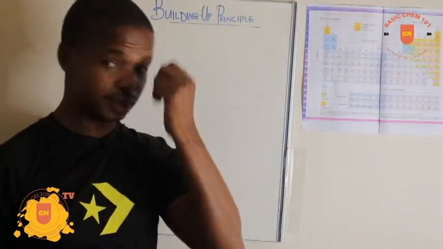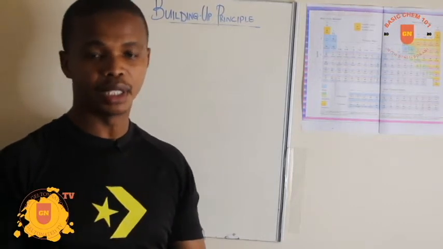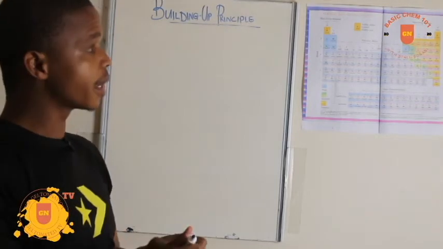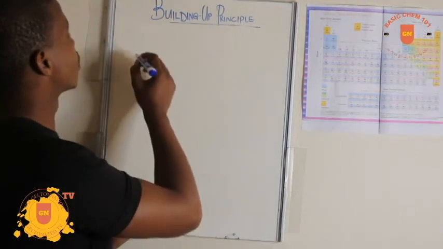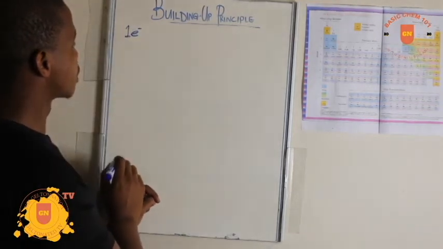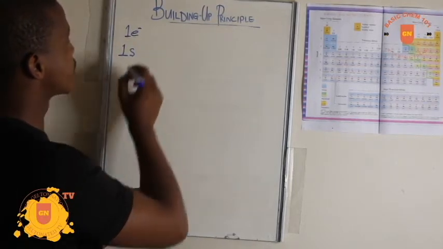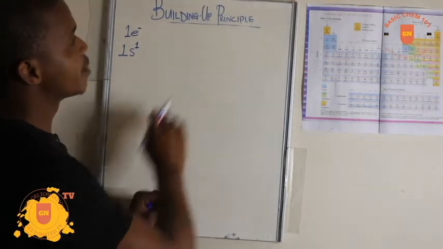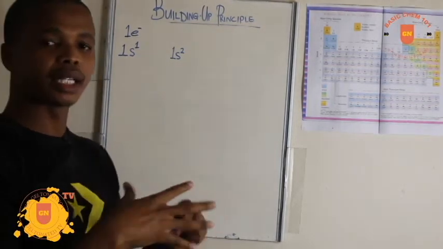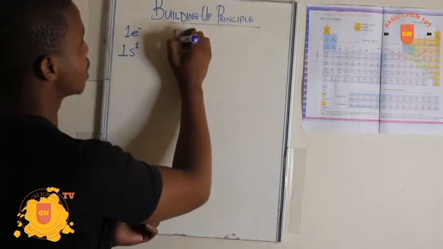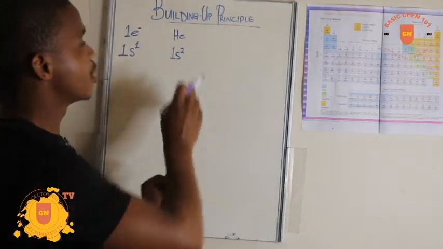So let's look at some examples in trying to explain the building up principle. So we spoke of lithium. Let's now look at hydrogen. We know hydrogen has 1 electron. So the electron configuration for hydrogen is 1s1. Then if you look at helium, helium would be 1s2. And then all the orbitals for helium are filled. The 1s can only accommodate a maximum of 2 electrons.